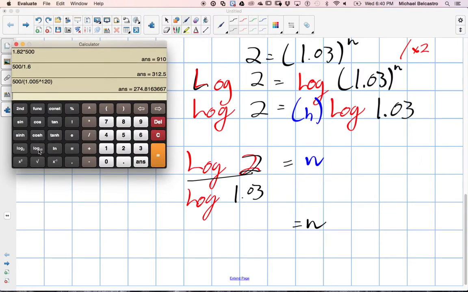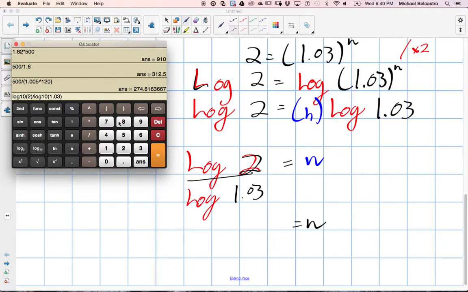Wait, what's the difference? What does log do? Could I just do the same thing, like 2 divided by 1? It helps you isolate for exponential functions. Oh, okay. That's the whole point of it. Yeah. So log of 2, and it'll say log 10. Technically it's base 10 if your calculator puts it. Okay, but it's log base 10 of 2 divided by log base 10 of 1.03.